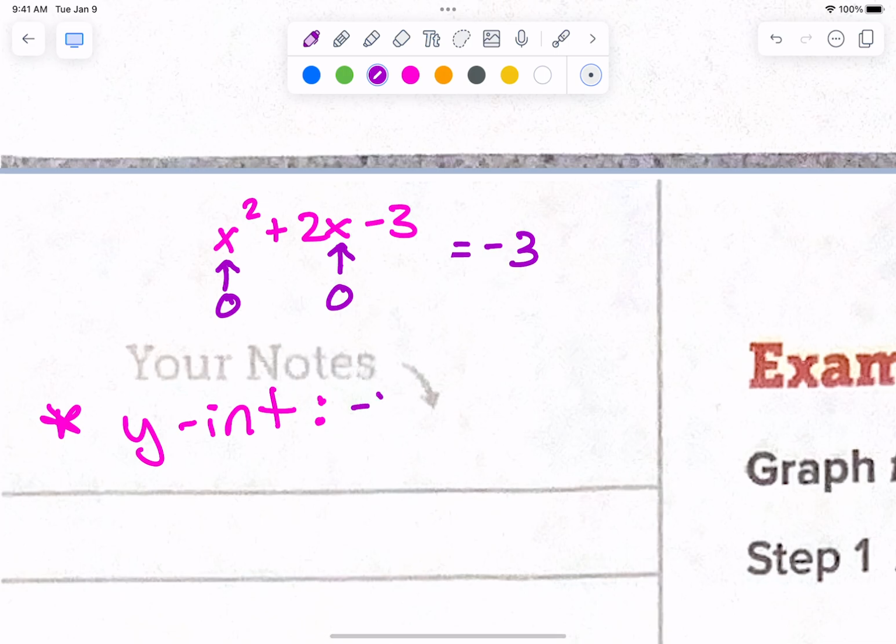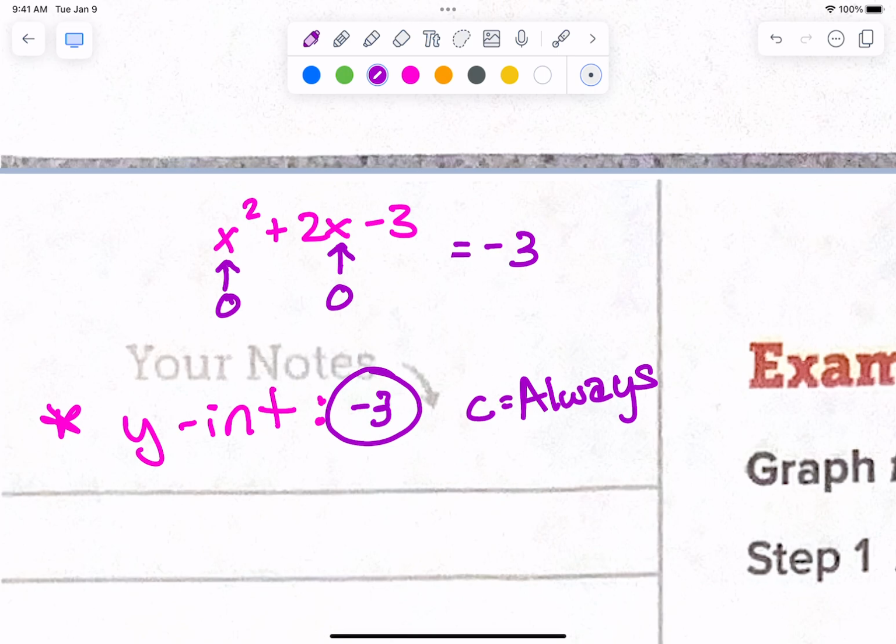Negative 3. Guess what? Your y-intercept will always be that last term. So C is always the y-intercept. Well, that makes sense. I was going to ask why don't we put B for it. Does that make sense?